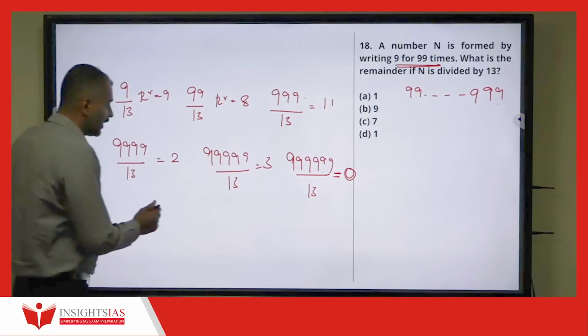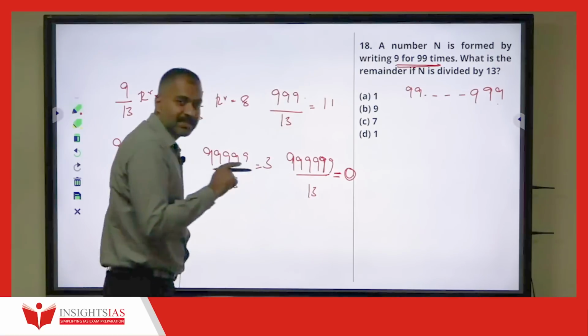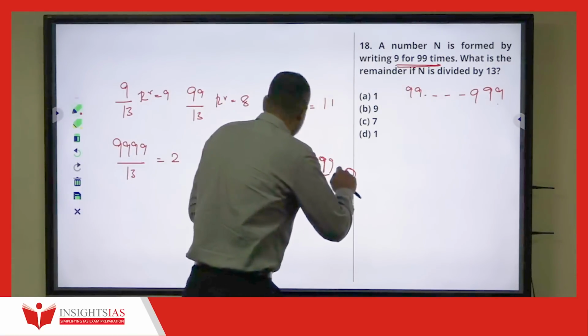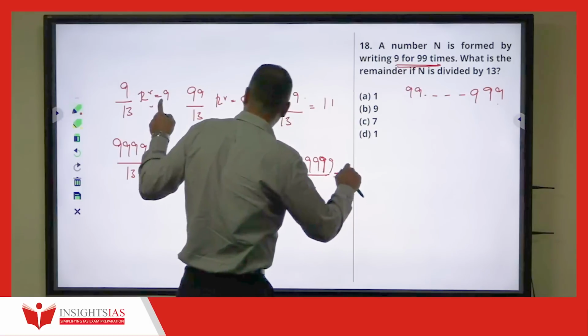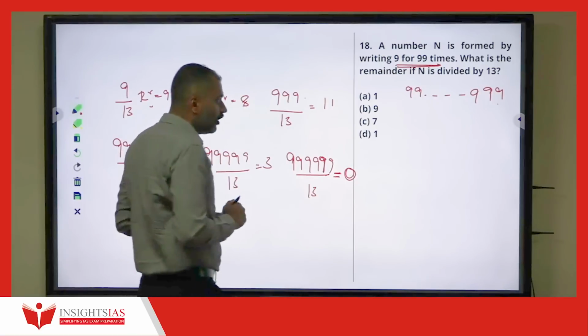Means for every 6 nines, it's exactly divisible by 13. If I write one more 9, the remainder is 9. If I write 2 more 9s, that remainder is 8. If I write 3 9s, then it has to be 11.